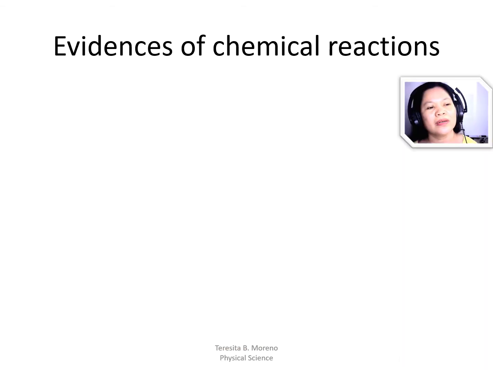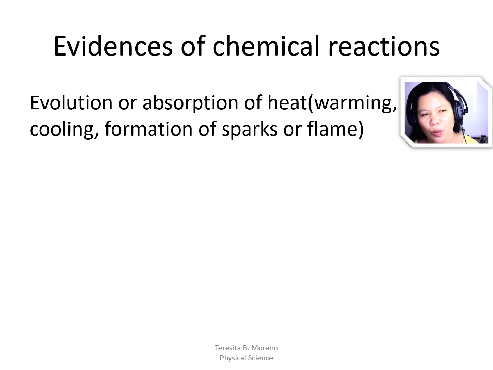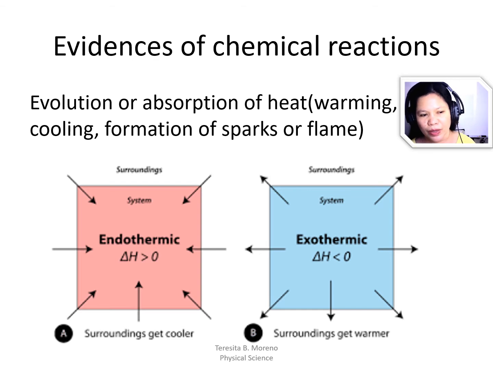Another one is when there is absorption of heat or when there is cooling of a particular substance, or if there is formation of spark, or if there is flame involved. Those are indicators that there is a chemical reaction. Okay, whether it is endothermic or exothermic. When I say endothermic, the surrounding is getting cooler, while for exothermic, the surrounding is getting warm.